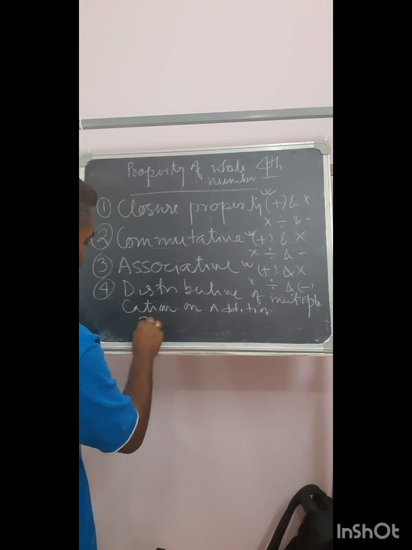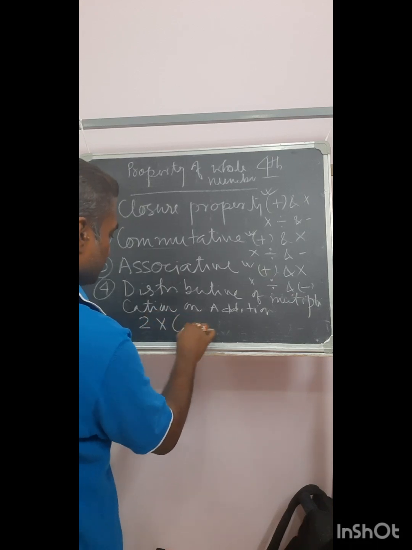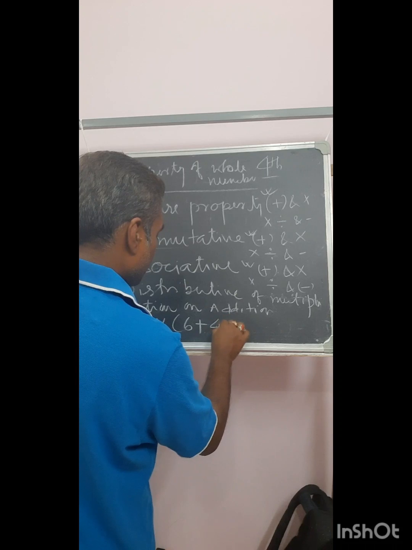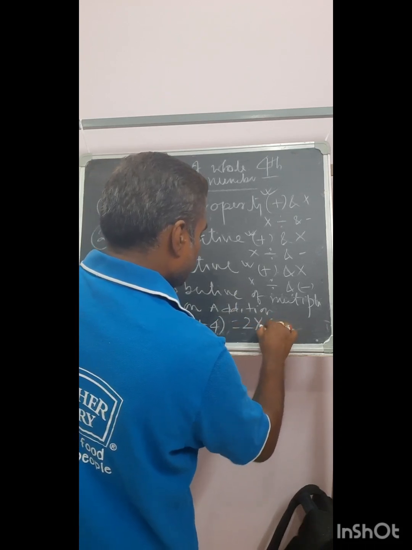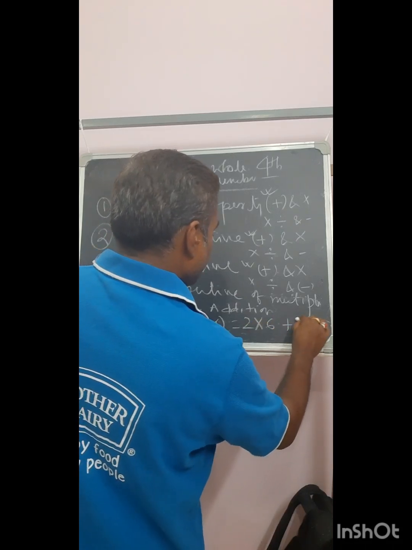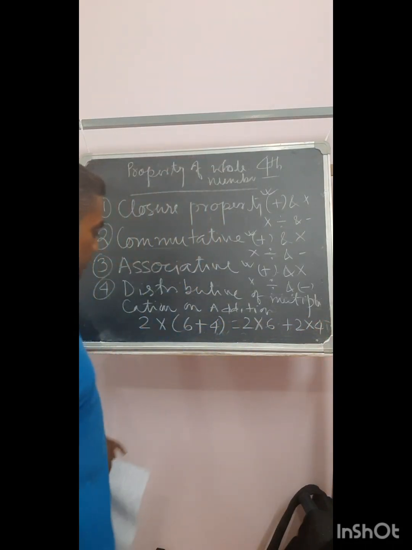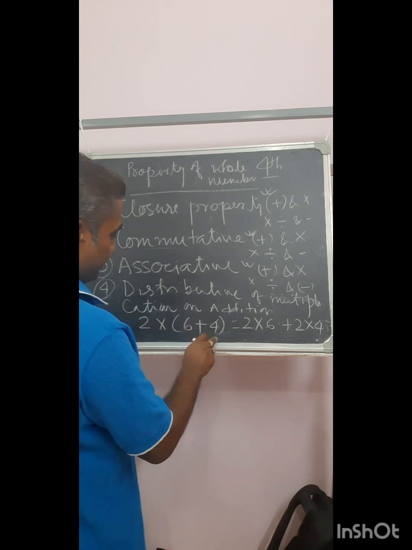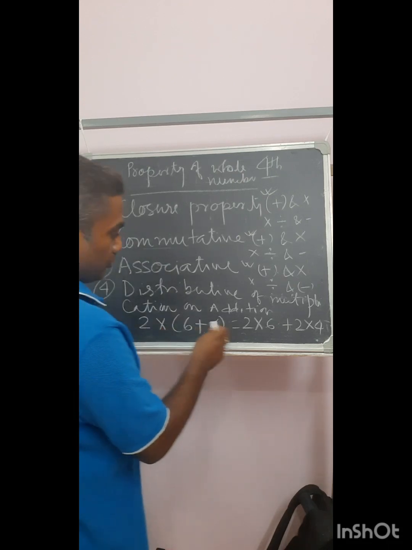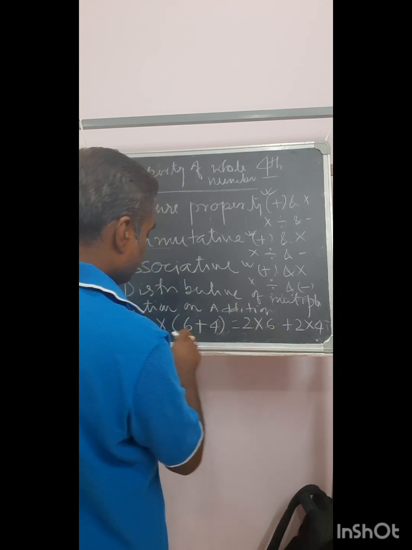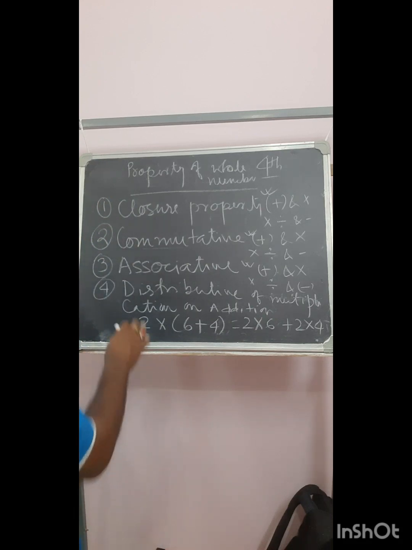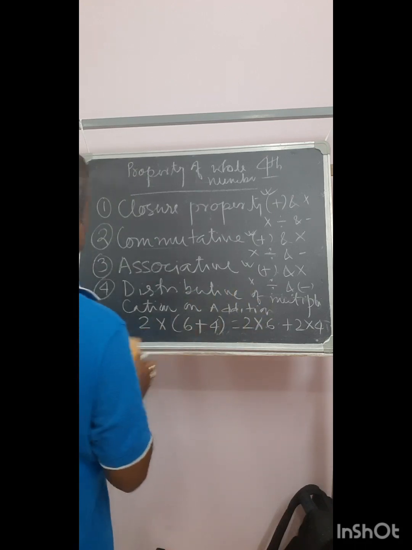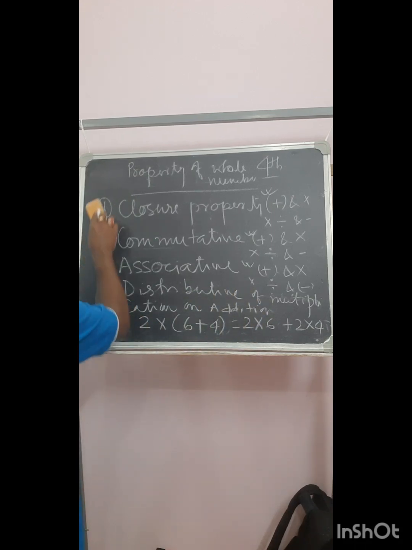Only this is applicable for multiplication, where it is along with addition. For example, if I say 2 into 6 plus 4, then that is also good if I write it like 2 into 6 and 2 into 4. So this will give you the same answer. If I add first and then multiply with 2, it will be the same as if I multiply separately with 2 and then add, it will give the same result. So this is the distributive property of multiplication on addition.